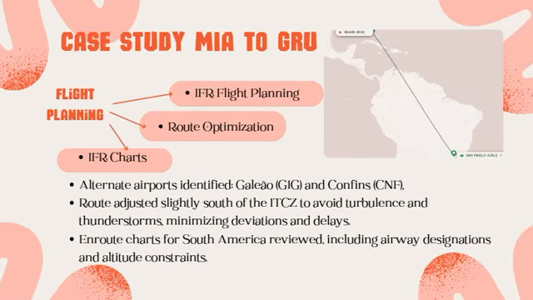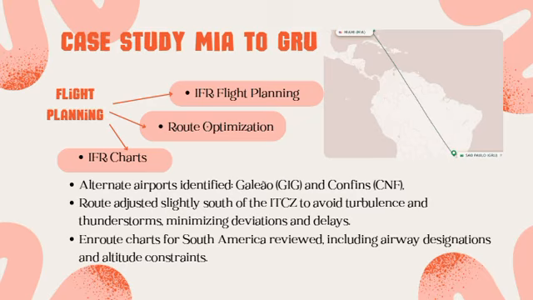Now the flight planning. First, we have the IFR flight planning. The planned route followed South Atlantic Airways, with alternate airports selected based on fuel and weather criteria. This will be Galileo and Confins. The STAR for GRU considered visibility and traffic congestion. Detailed planning reduced in-flight decision-making and enhanced operational predictability. In few words, IFR planning optimizes safety and efficiency, integrating weather and regulatory requirements.